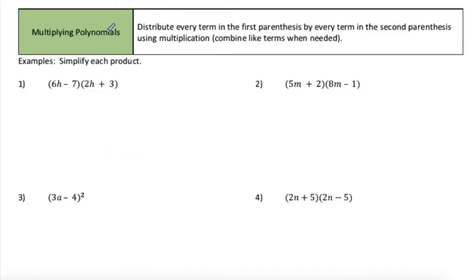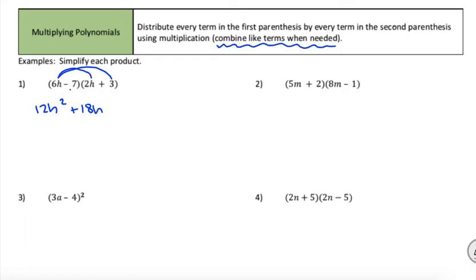Anytime we're multiplying any polynomials, not just a monomial, distribute every term in the first parentheses by every term in the second parentheses using multiplication. And then always remember at the end, combine like terms when needed. So I'm going to distribute 6h to the 2h. 6 times 2 is 12, and 2 h's are being multiplied. 6 times 3 is 18, with only one h in that one.